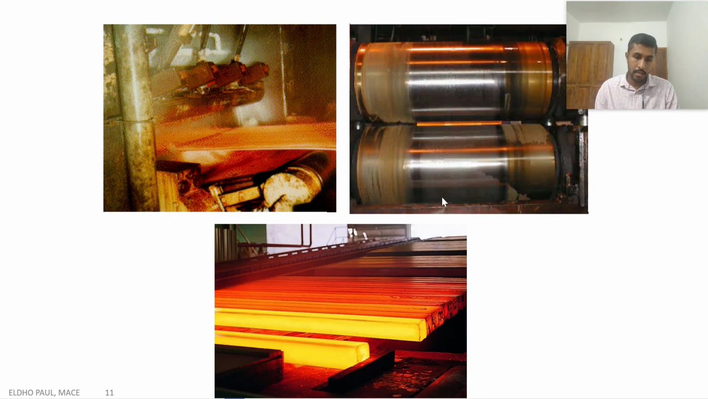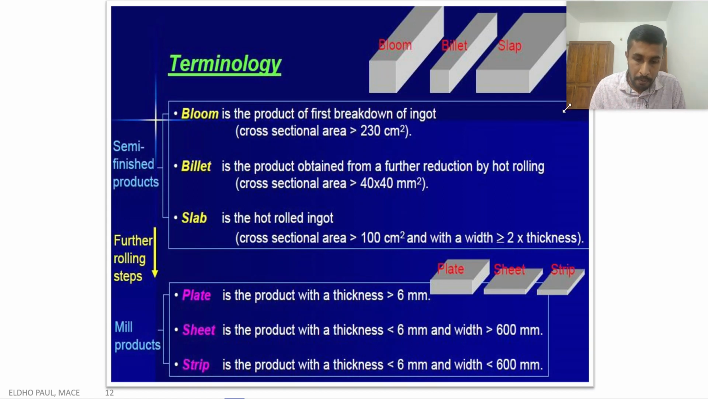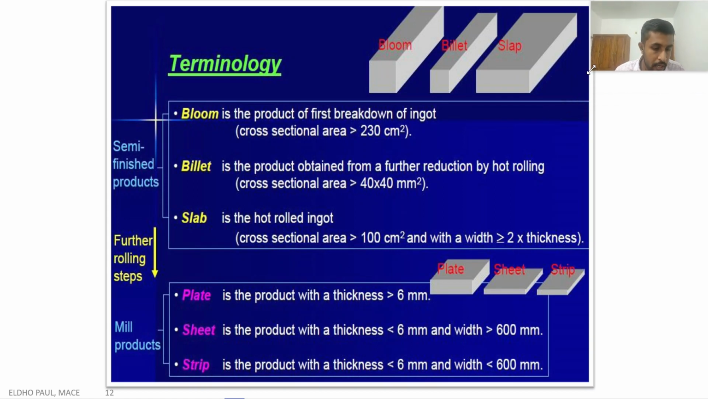So these are the figures of different rolling processes. This is the hot workpiece, used for the rolling process. For rolling, we use different types of workpiece material. Most of the workpieces are semi-finished products, and these are mainly produced by the casting process. We already discussed that by means of continuous casting, we can make different semi-finished products, and these are used for different metal forming operations.